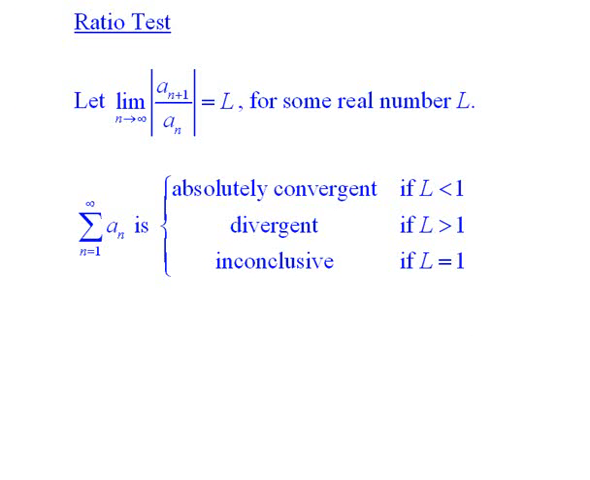So far, we've looked at the integral test, the comparison and limit comparison tests, and the alternating series test. This is the ratio test. Suppose we form a ratio between the n plus first and nth terms of a series. If the limit of the absolute value of this ratio, as n approaches infinity, goes to some real number L, then the series with terms a sub n absolutely converges if L is less than 1, or diverges if L is greater than 1. The ratio test is inconclusive if L equals 1.